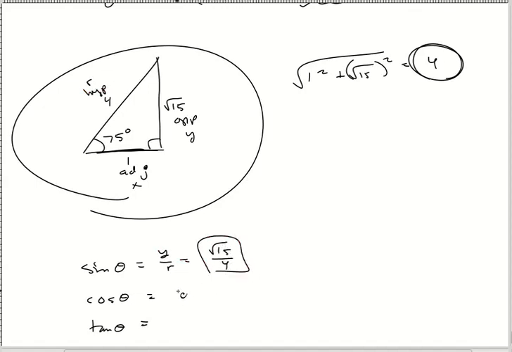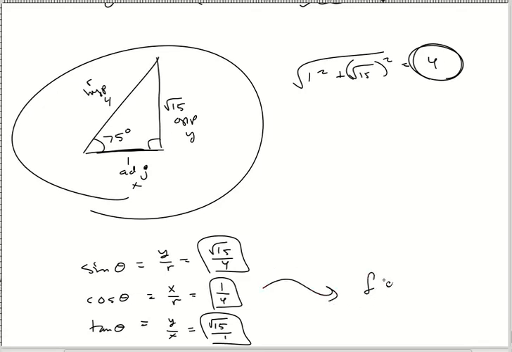Notice that you can just go back and forth with these formulas. You don't always have to use adjacent, hypotenuse, and opposite. Use what makes sense for the problem, and just roll with that. Y over x, square root of 15 over the 1. And then to find the other 3, you can flip them. I'm not going to do that. It just takes too long.